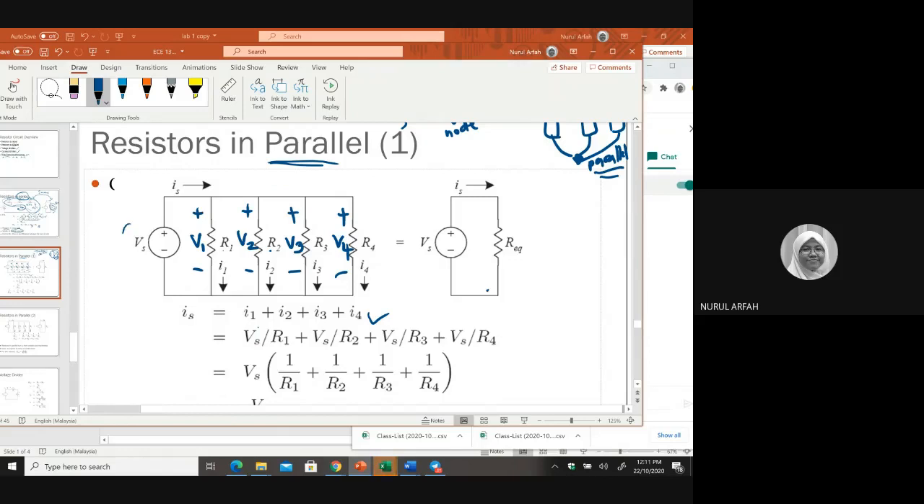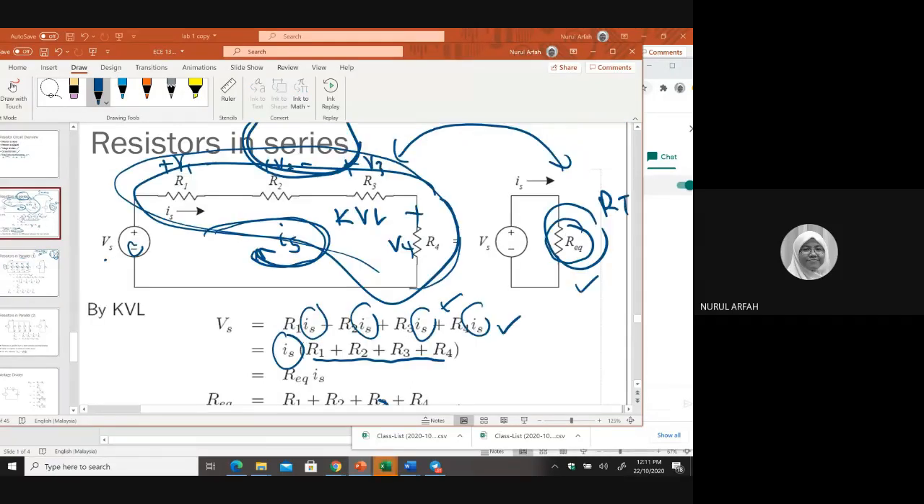Are they the same as the Vs or not? Do you agree V1 equal to V2 equal to V3 equal to V4 equal to Vs? Why yes? Because it's a parallel circuit. What about the series circuit before this?